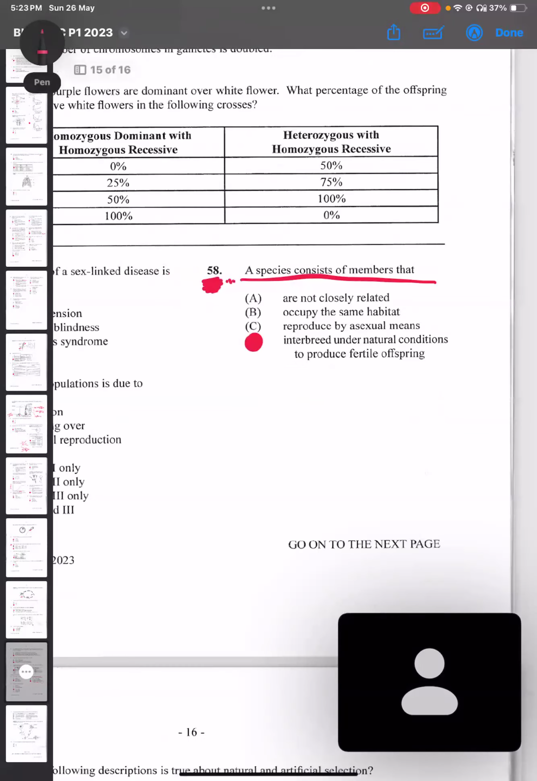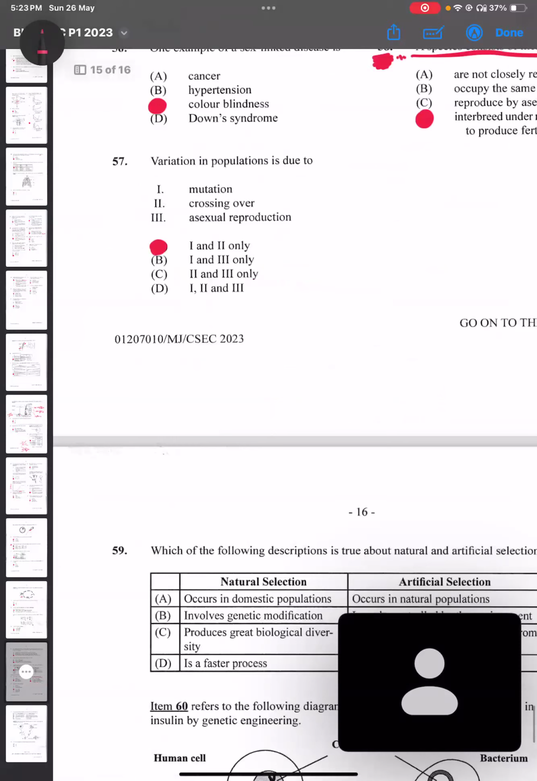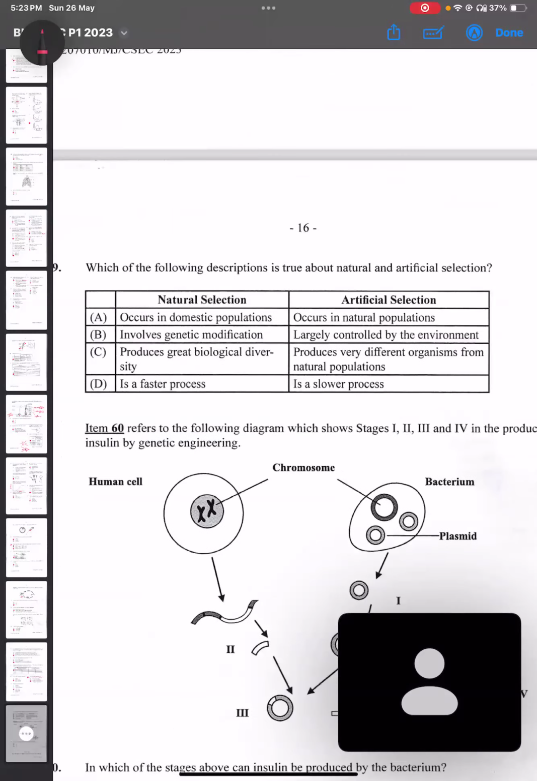And then 59, which of the following descriptions is true about natural and artificial selection.